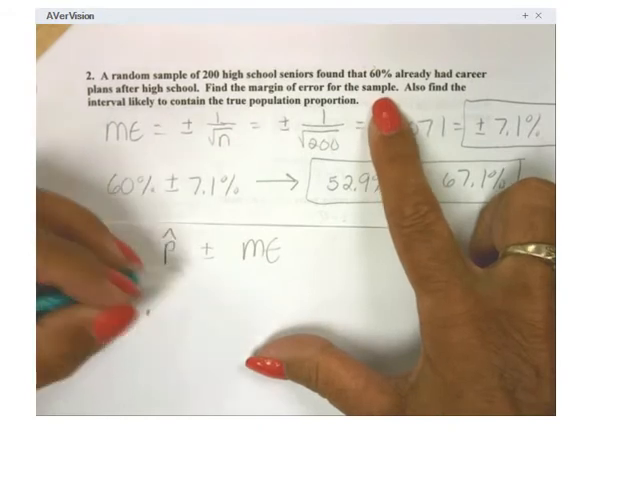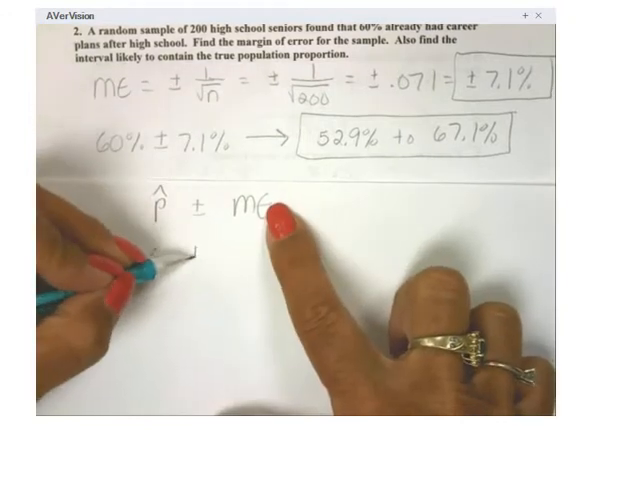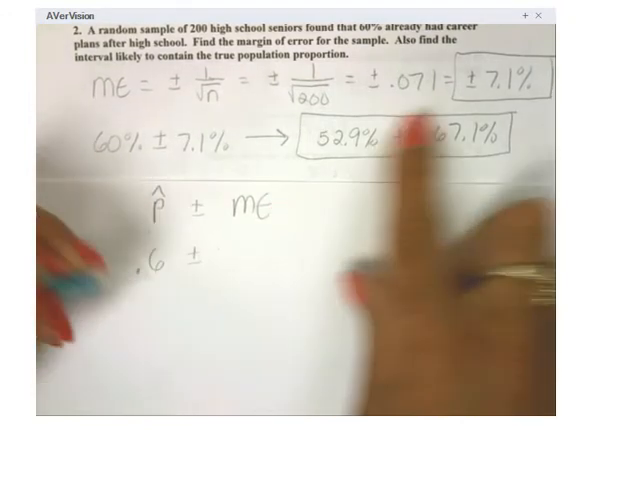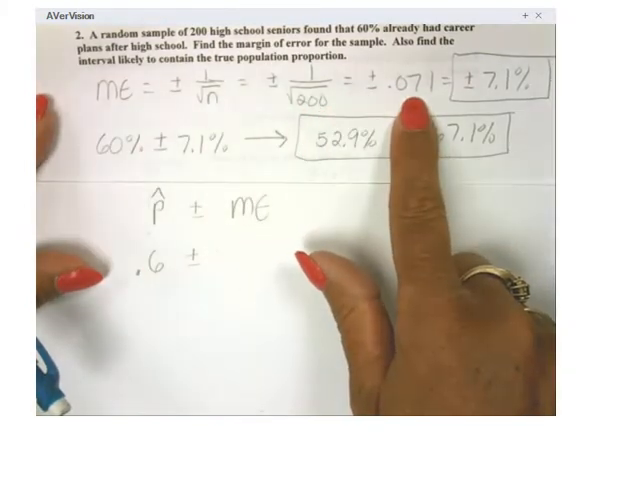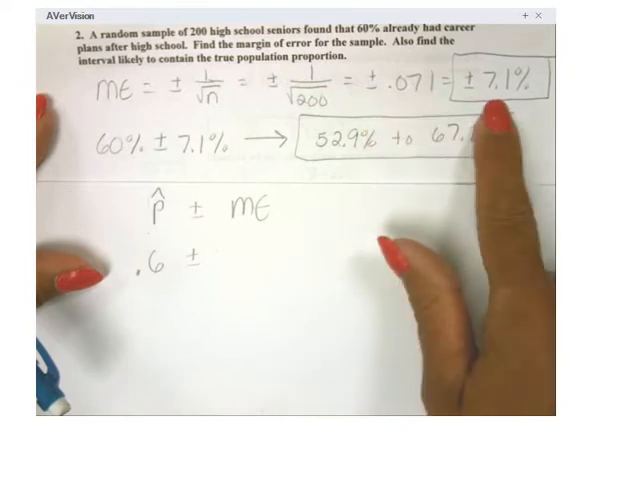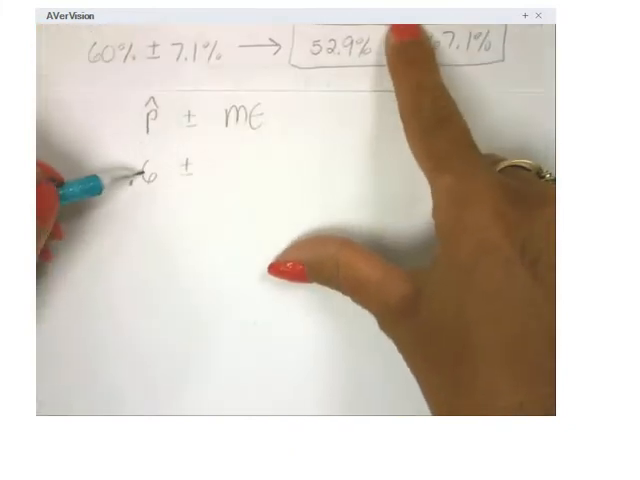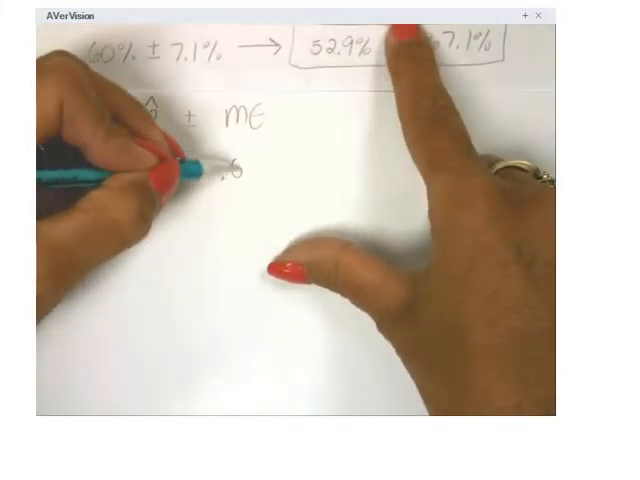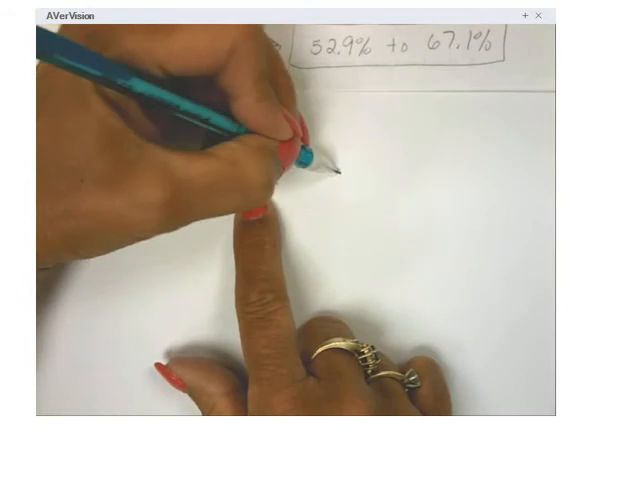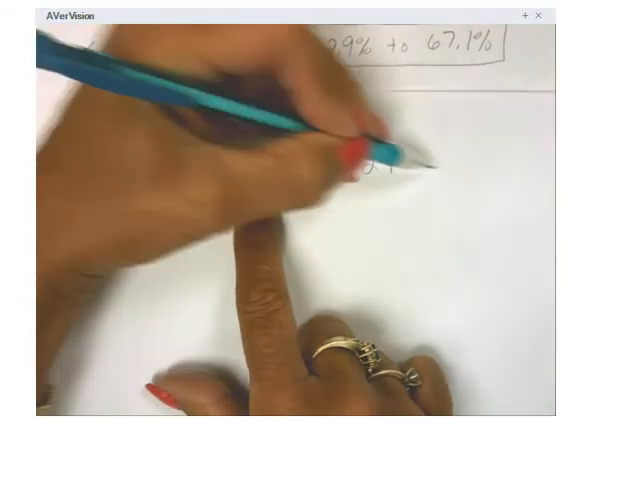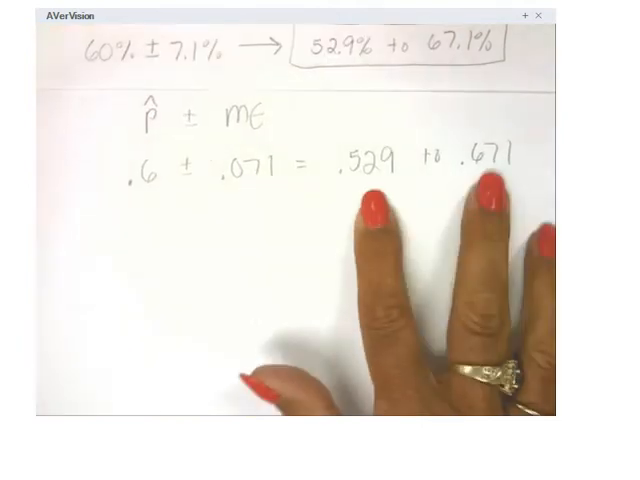Now, if we wanted to do this as a decimal, we could. We could leave it as 0.6 as opposed to 60%. Then we need to add on and subtract away our margin of error. When we calculate the margin of error, you will be getting a decimal number. If you want it as a percent, remember you have to move the decimal place 2 places to the right. So if I were going to give it as a decimal, I would have the 0.6 plus or minus 0.071, and then I can add on and subtract away this, and I would get 0.529 to, adding it on, 0.671.